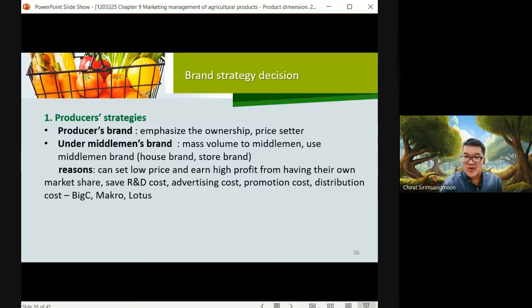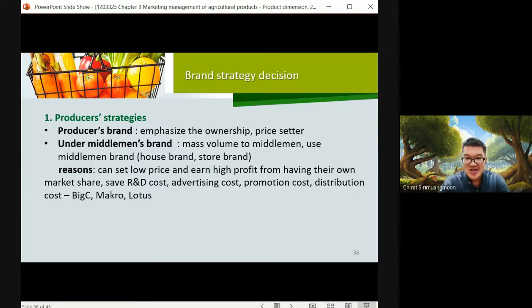Then what are the brand strategies? For producer strategies, in terms of the producer, you can use your own brand, or producer brand, which focuses on ownership and lets you set the price. But sometimes if you want to expand to a large volume, you can use the middleman's brand.